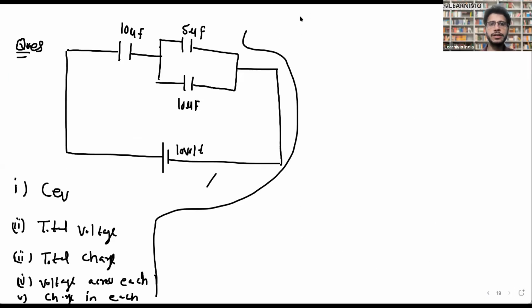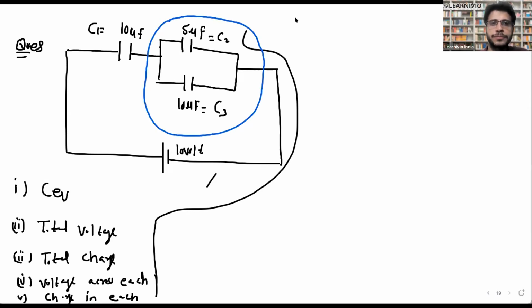Now for this circuit, you have to identify circuit A and circuit B in it. You have to break this circuit into circuit A and circuit B. Can you find a circuit B here? Sir, where? 5 and 10. These two are in parallel. This is circuit B. So first solve this circuit B.